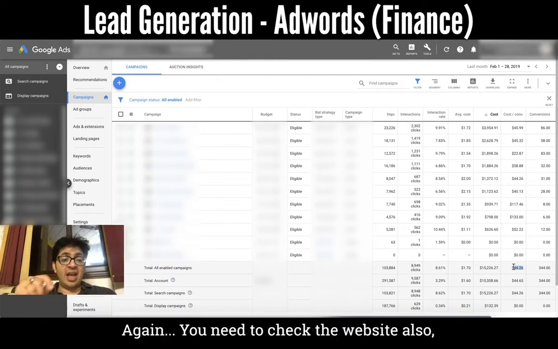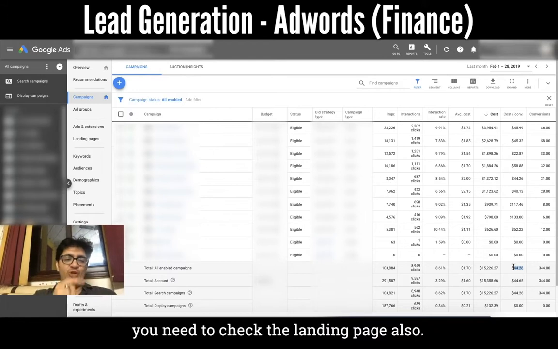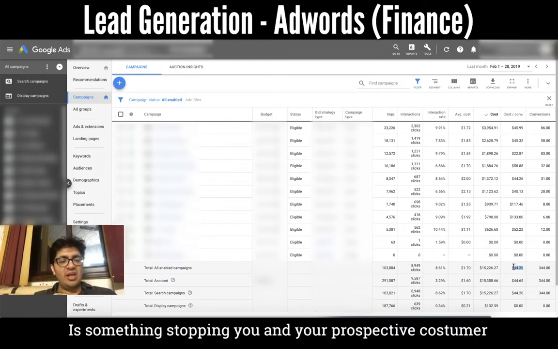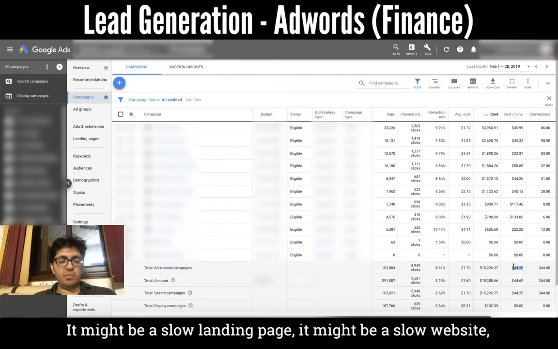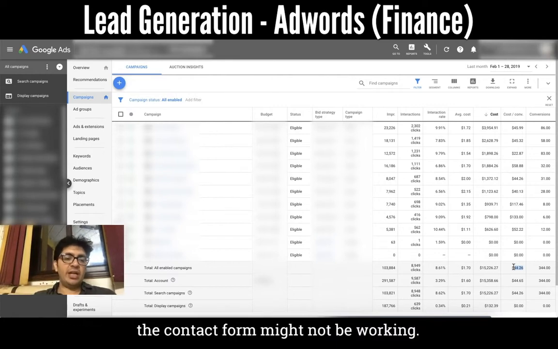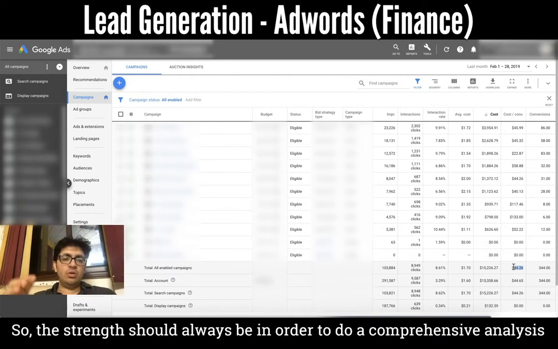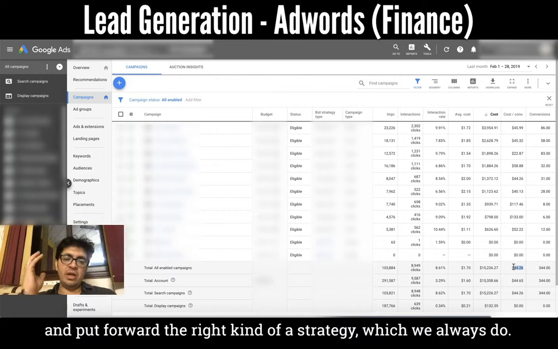And again, you need to check the website and the landing page also. Is something stopping your prospective customer from coming onto the landing page? It might be a slow landing page, it might be a slow website, the contact form might not be working. So the approach should always be to do a comprehensive analysis and put forward the right kind of strategy, which we always do.